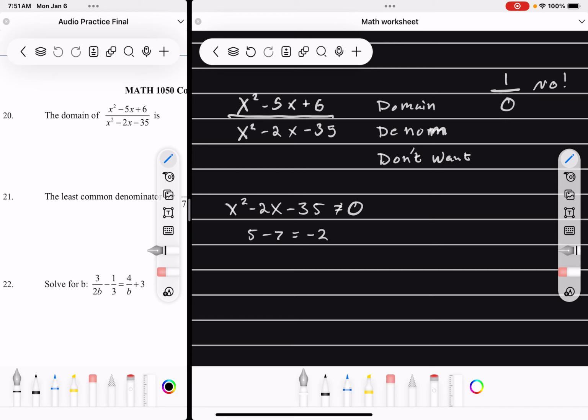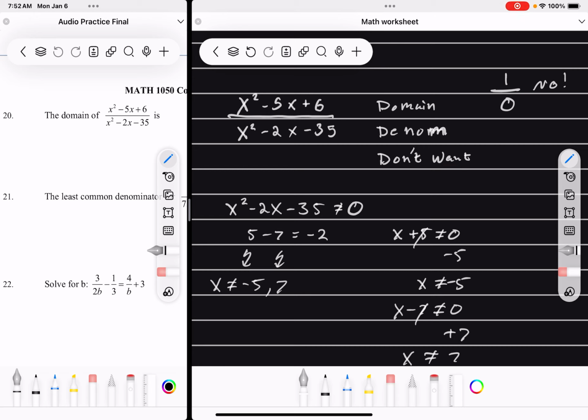I could do the lightning bolts and just say, well, I don't want x to be negative 5 or 7. Or we can solve it, and we could say that x plus 5 not equal to 0, and x minus 7 not equal to 0. Minus 5, x not equal negative 5. Plus 7, x not equal to 7. So those are the two ways of doing that. And that's pretty much it. So those are the only two numbers it's asking for. What can it not be?